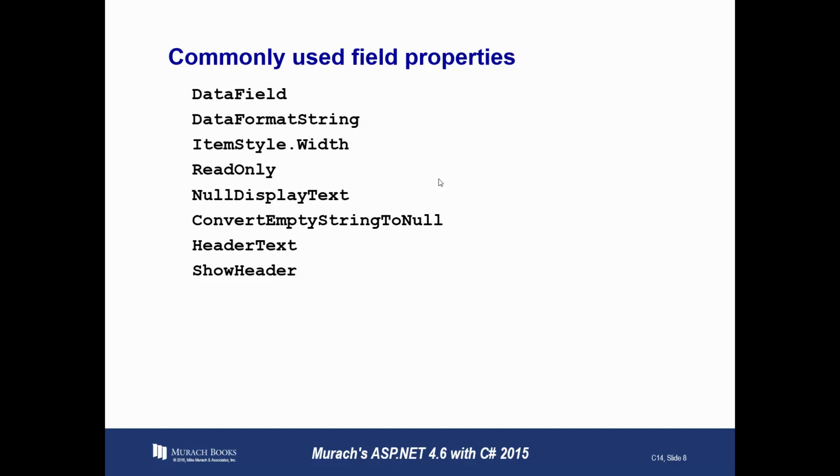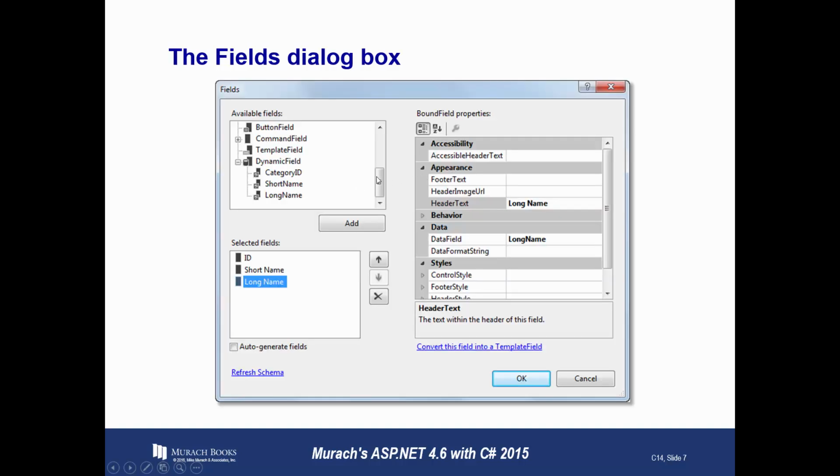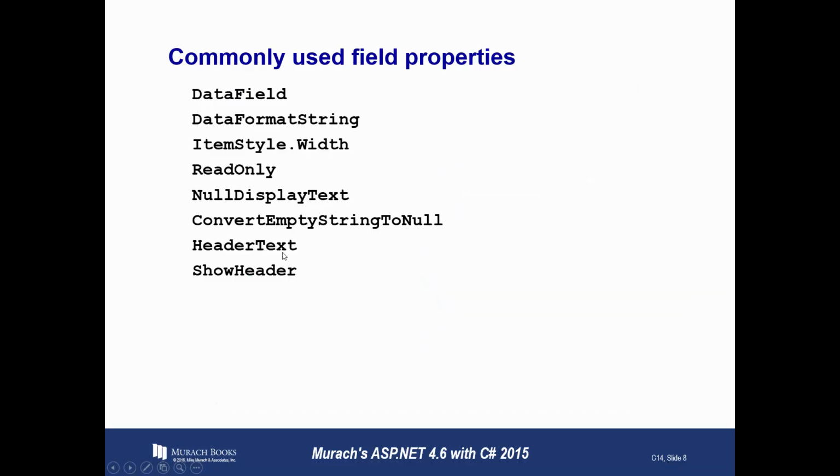Header text is the text that's displayed in the header row for the field. That's one you might want to change because I think it uses the field name. So for instance, if you didn't want long name as one word, you could change that header text. And show header, if that's true, the header should be displayed for the field.